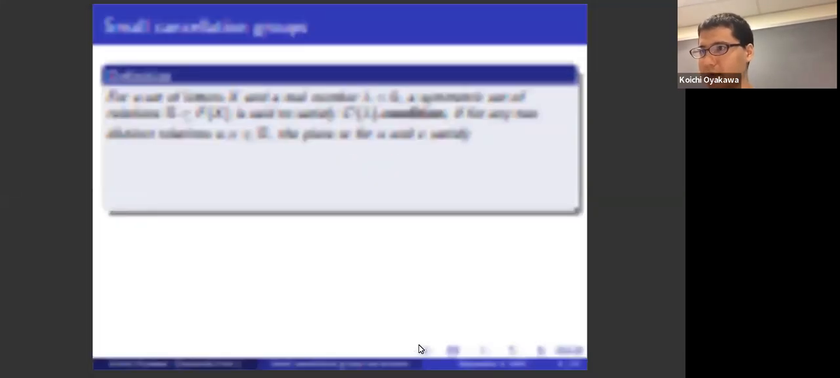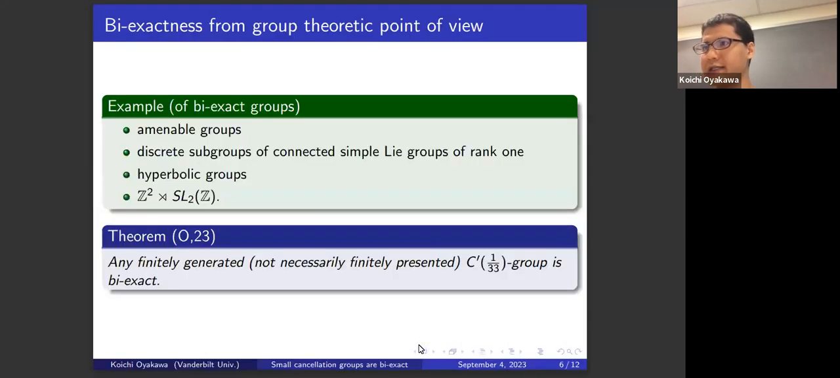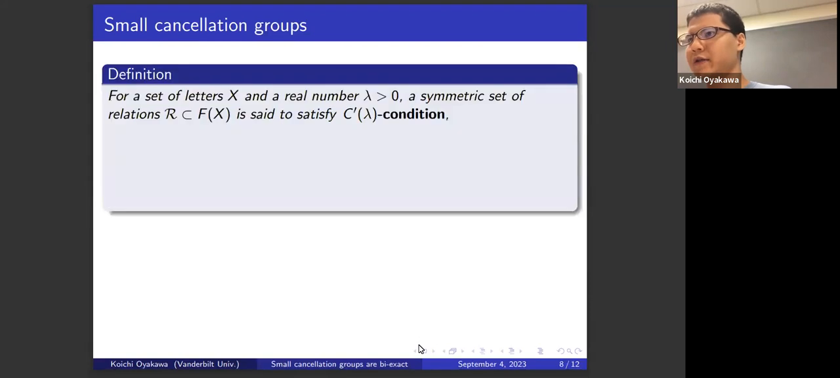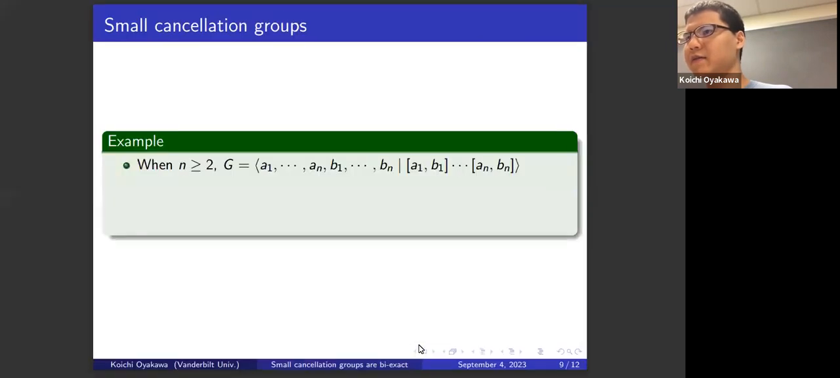my result is not very different from the fact that hyperbolic groups are bi-exact, but it's not quite true. And you can tell from the next example.